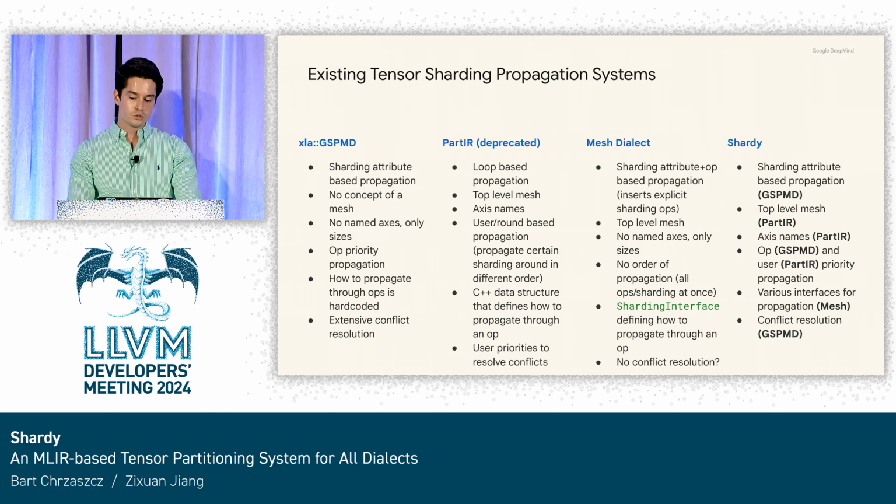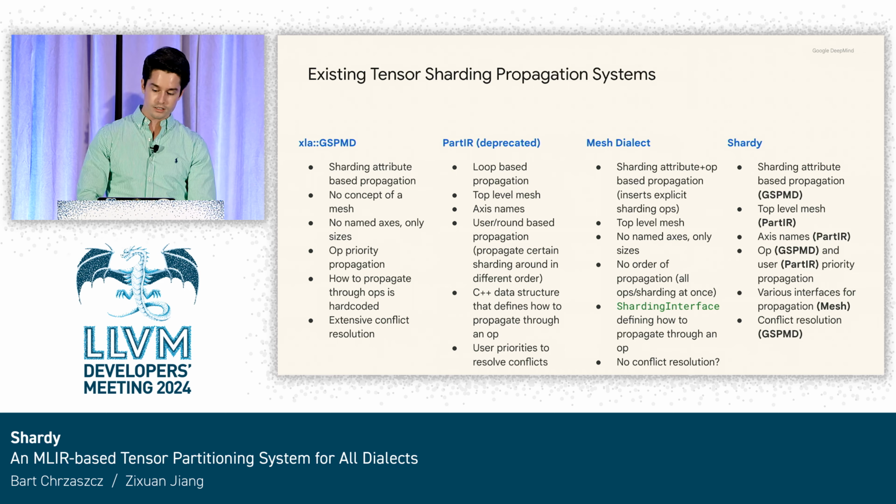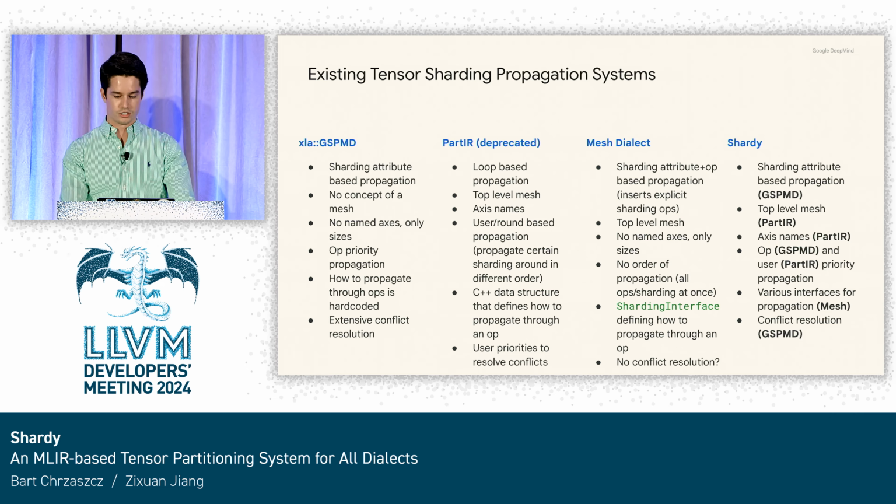And then finally, we're introducing Shardy, which borrows a lot of ideas from GSPMD and PartIR. We propagate shardings like GSPMD. We use a mesh with axis names like PartIR. We have both op-based and user or round-based propagation like GSPMD and PartIR. And finally, we also have an interface for telling us how to shard like the mesh dialect, but it looks more closely to what PartIR has with its data structure than the mesh dialect. And we'll get to what it looks like exactly soon.